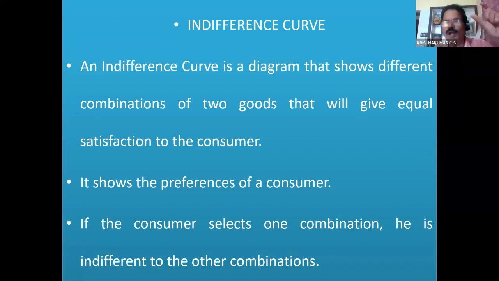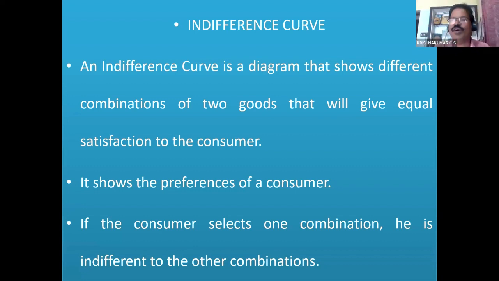Say for example, 1 apple, 10 oranges, you are getting say 100 utils. 2 apples, 7 oranges, same 100 utils. 3 apples, 4 oranges, same 100 utils. Then 4 apples, 1 orange, you are getting the same. Any one of these combinations, you write down on the board as an example and ask the children to select any one. And you can also say whichever combination you choose, your level of satisfaction will be 100. If not 100, the same satisfaction you are getting.